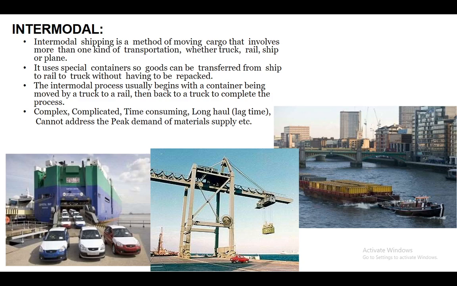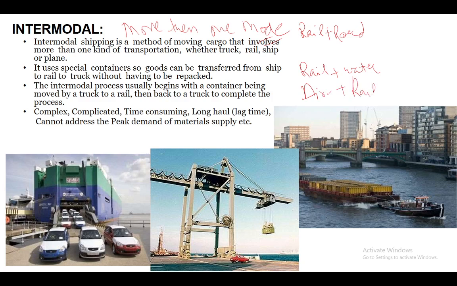Okay, so today the very last topic is intermodal. Intermodal is basically a shipping method of moving cargo which involves more than one kind of transportation, whether truck, rail, ship, or plane. Intermodal transportation is the use of more than one mode of carriage or transport, such as moving goods from ship to container. Special standardized containers are used for intermodal transport of cargo from trucks, freight trains, and ships. It also uses special containers through which goods can be transferred from the ship to the railway.